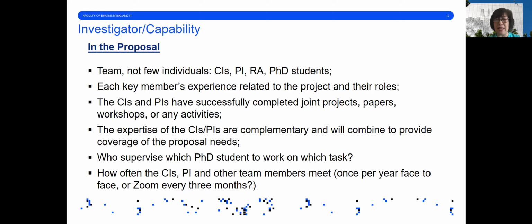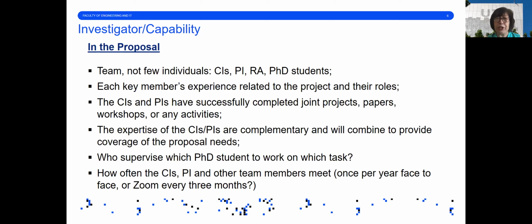So that is different from each CI's ROPE. You cannot, in the proposal, copy paste from your ROPE, each one put 3, 4 lines. That's not right. Of course, for each person, you need to talk about their experience, but at the beginning or somewhere, you need to mention we are a team, or you keep thinking this is a team.